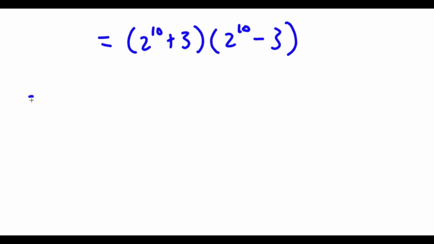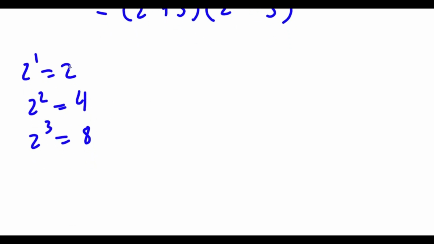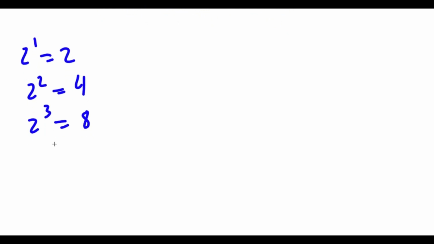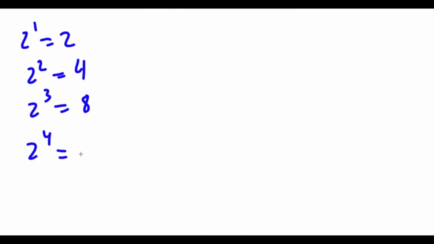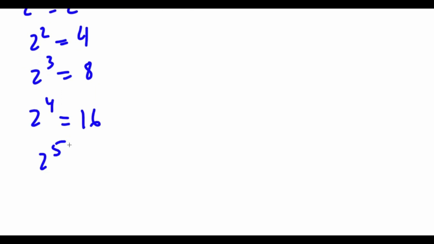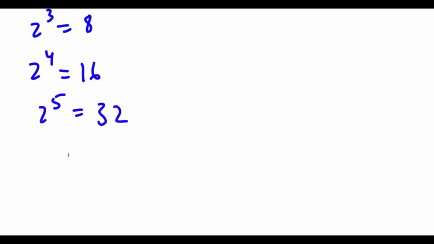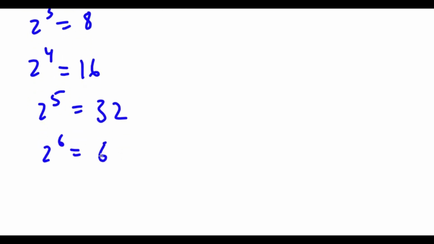Well, 2 to the power of 1 is equal to 2, 2 to the power of 2 is equal to 4, and 2 to the power of 3 is equal to 8. So notice how every time it doubles. So 2 to the power of 4 would be double of 8, which is 16. 2 to the power of 5 would be double of 16, which is 32. 2 to the power of 6, double of 32, which is 64.